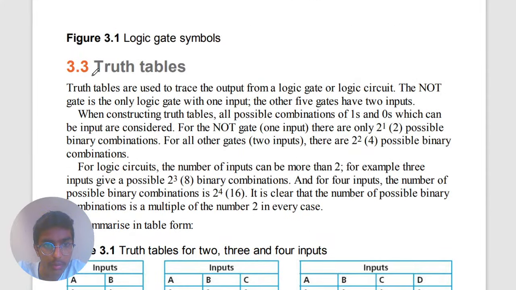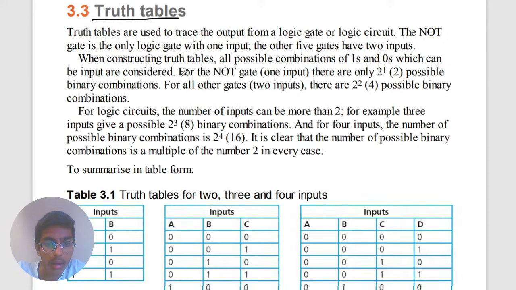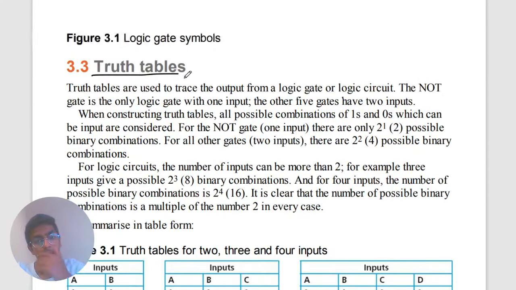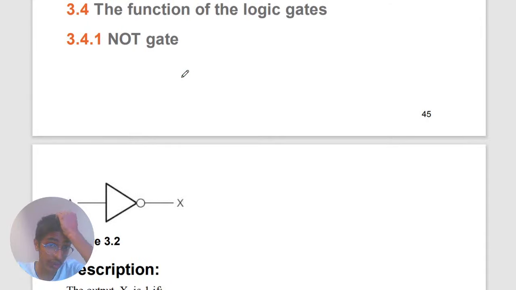Now, truth tables. Usually what you're given is, for example, a circuit, and you're told to find the output. That's what we're going to be learning in today's video.